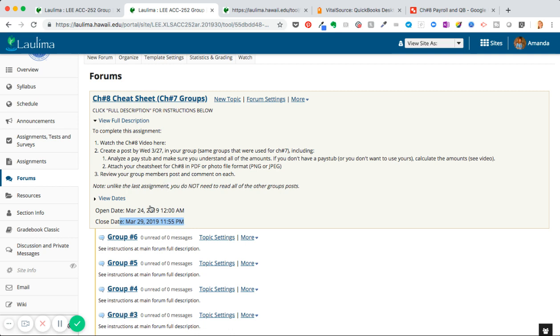Now, the two things you're going to post is your cheat sheet, which I'm going to be showing you, with some more details that are missing from the chapter that will really help this concept of payroll make sense.